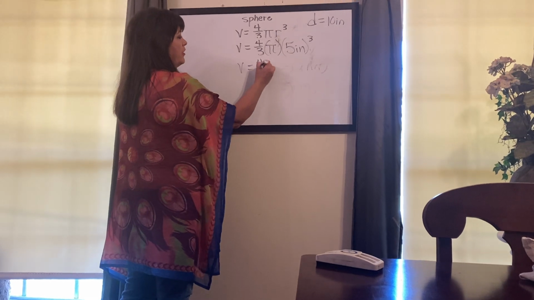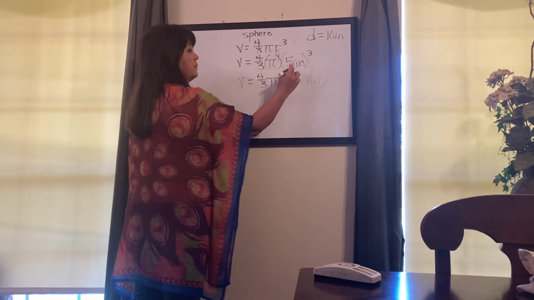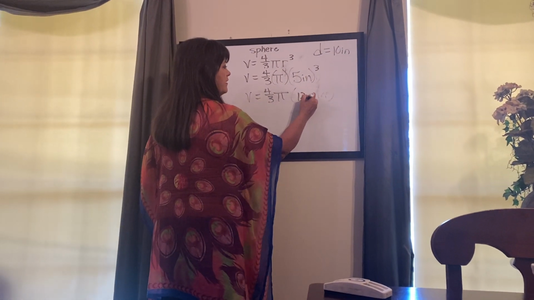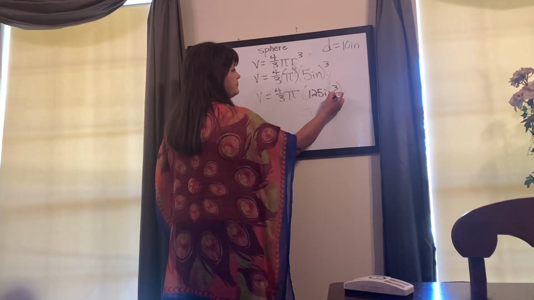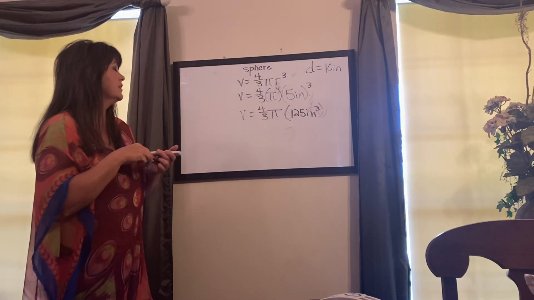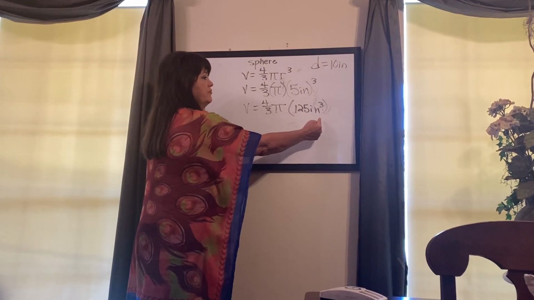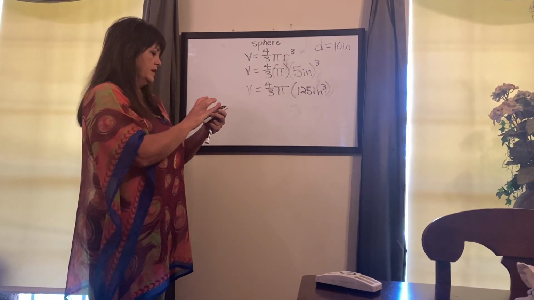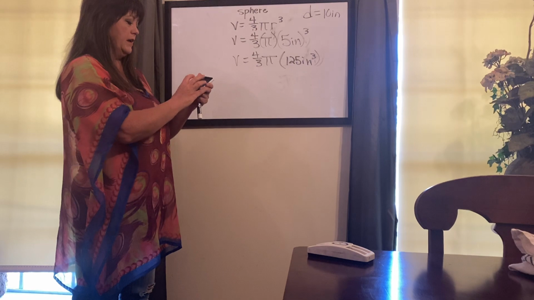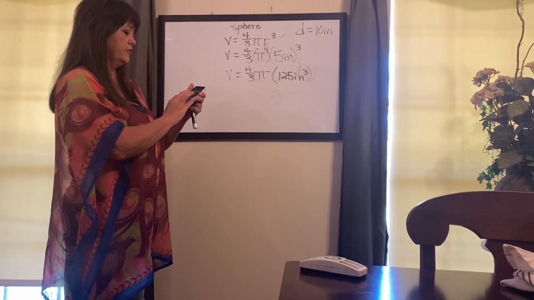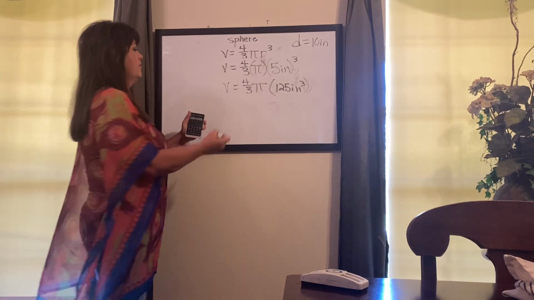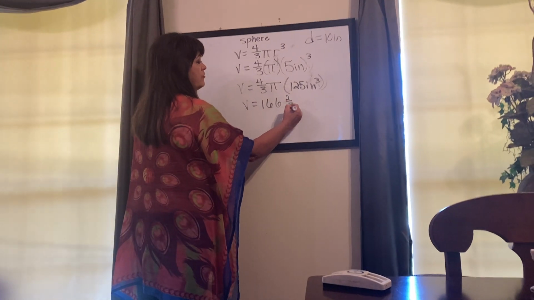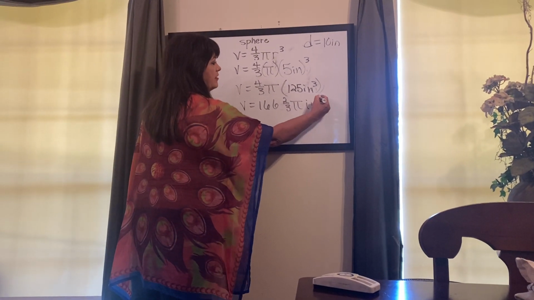So the volume is 4/3 times pi times 5 times 5 times 5, which is 125 cubic inches. So really all I have to do is multiply 4/3 times 125, because I'm going to leave the pi symbol or an exact answer. So 4 ABC 3 times 125 is, the volume of this one is 166 2/3 pi cubic inches.